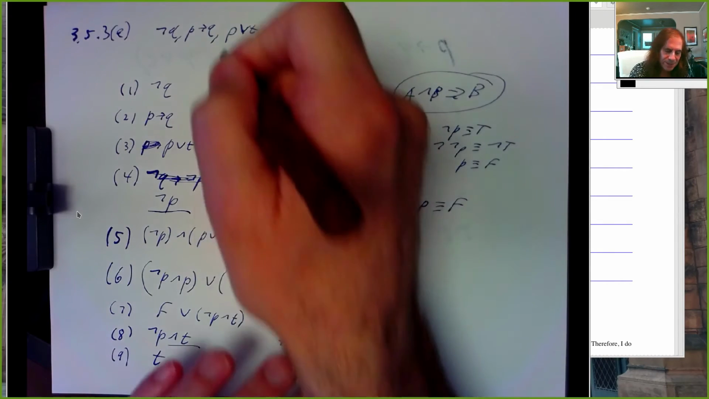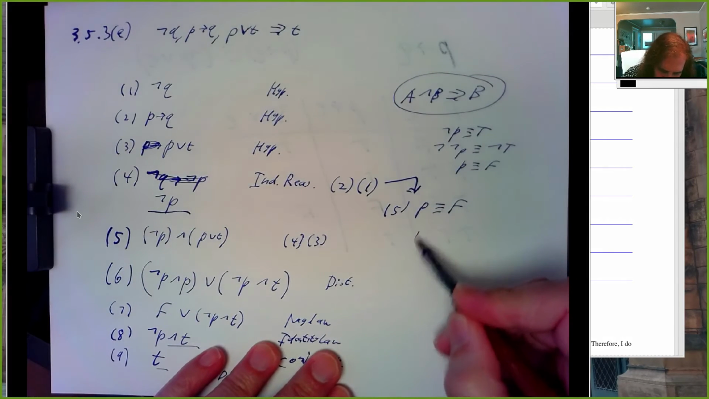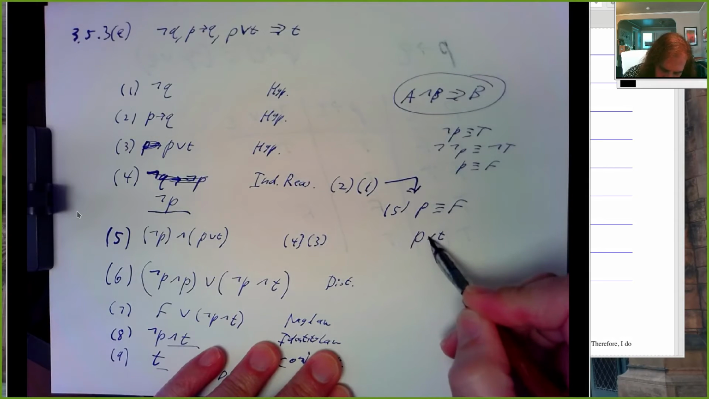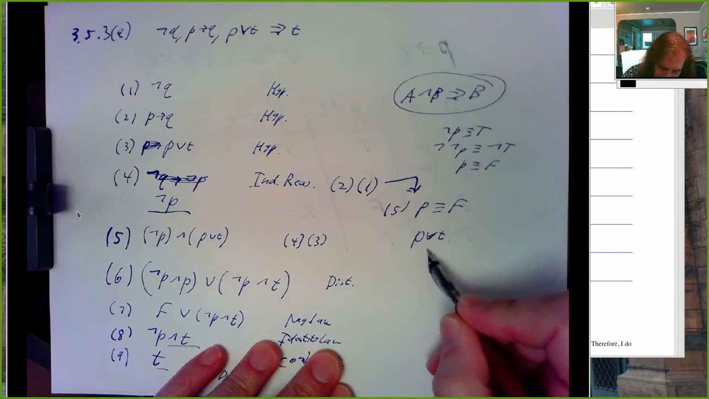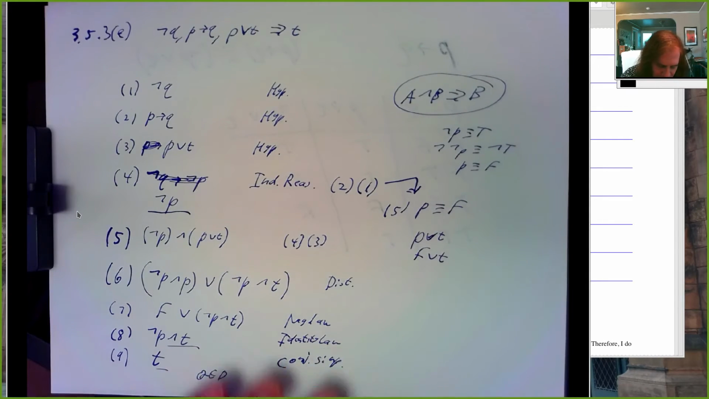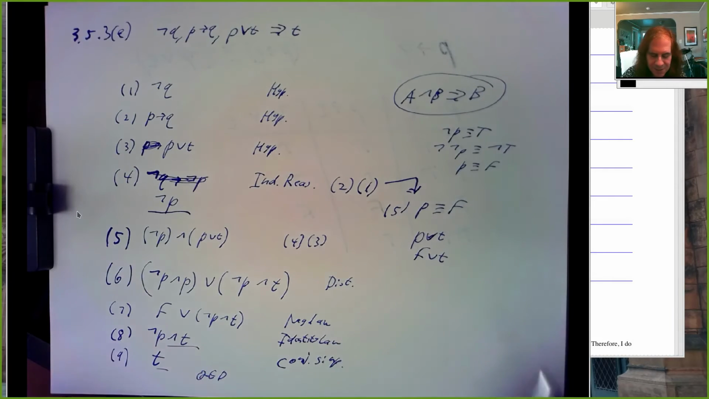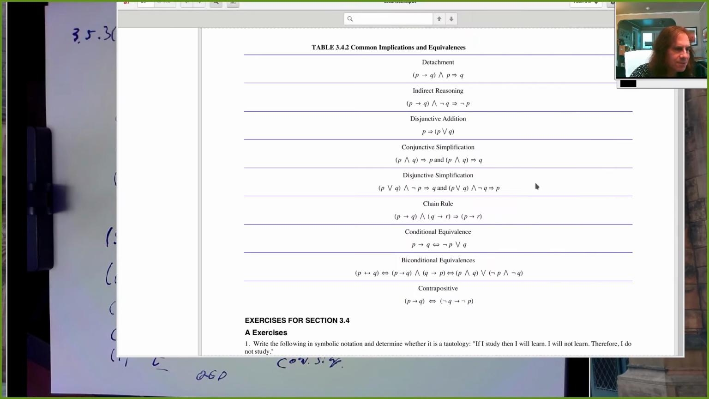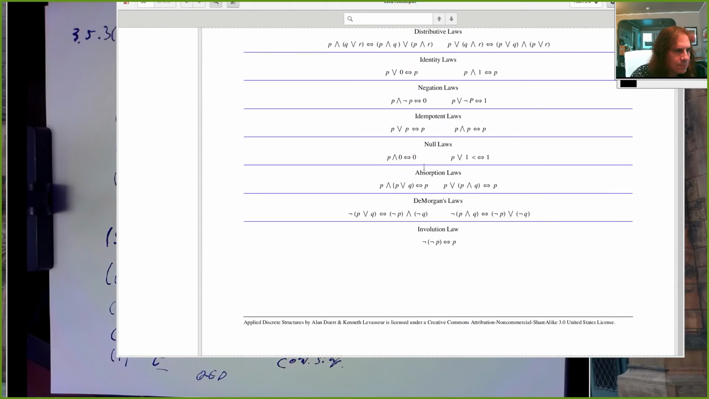And we could have plugged that into P or T, which is a hypothesis, and said, okay, so false or T must be true. And then we could go from there directly to T using one of these simplifications. P or 0 is P, so that's the identity law.